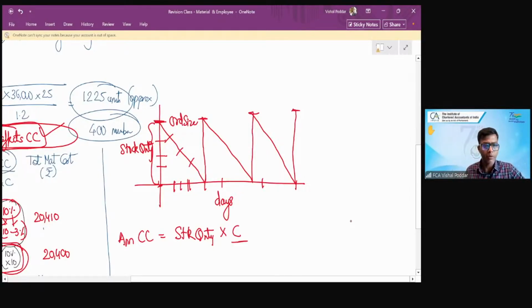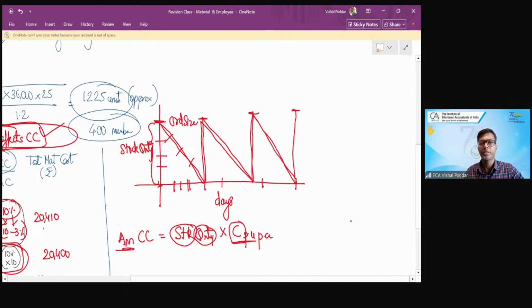And anyways, I want annual cost only. So I want this per unit per annum. Now, since carrying cost per unit is given to you, I have to multiply it by units. Which unit? Stock units, because I want to find out carrying cost, which is for stock. But as you can see here, my stock is fluctuating.